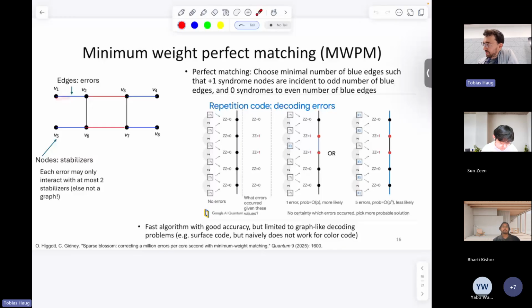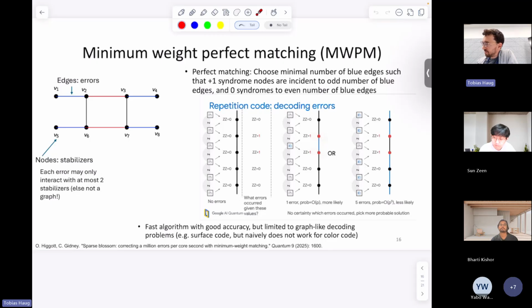To explain this further, let's just look at an example. Let's say this is the decoding graph of the repetition code. Each node corresponds to one of these parity checks, and each edge in between corresponds to an error on a particular qubit, right? So if we now assume that 2 syndromes, 2 stabilizers, were triggered, which are colored red here, then there are now 2 ways to solve this graph matching problem. As we said before, on nodes which are triggered, which are colored in red, an odd number, in this case 1, blue edge must be incident.